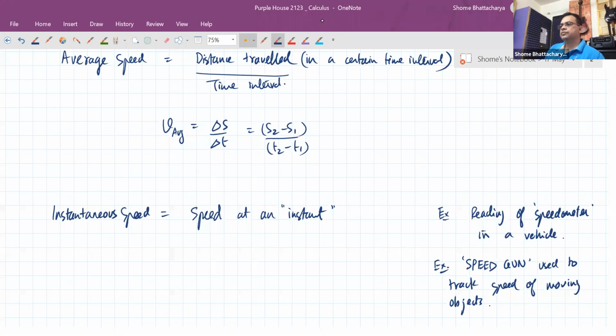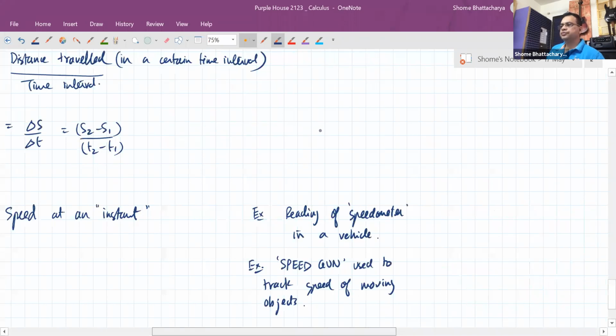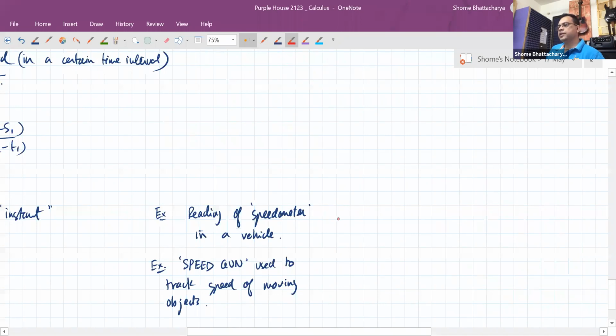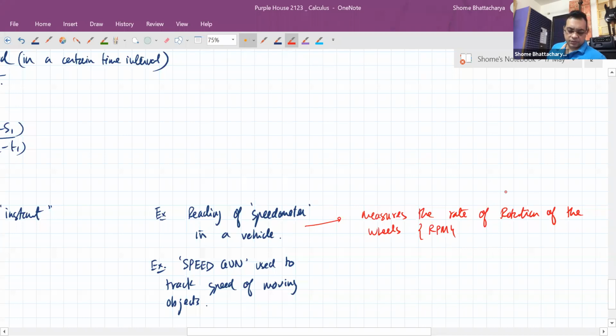The RPM. Yes, very good. So the speedometer measures RPM, that is the rounds per minute. So it measures the rate of rotation of the wheel. It measures that in RPM, that is the number of rounds per minute. But how does it convert the information of rounds per minute into speed? Can you tell me that? Any idea?